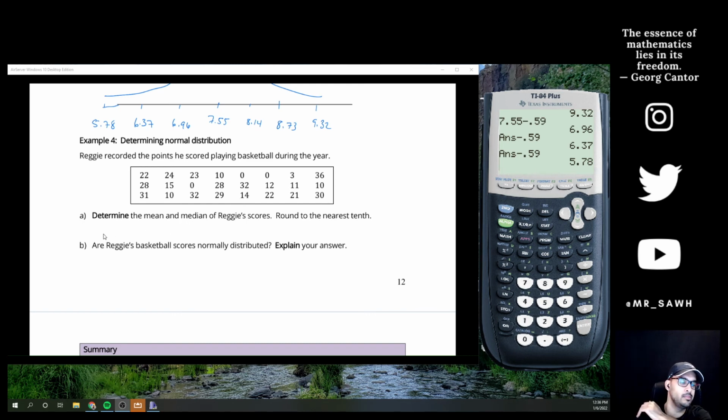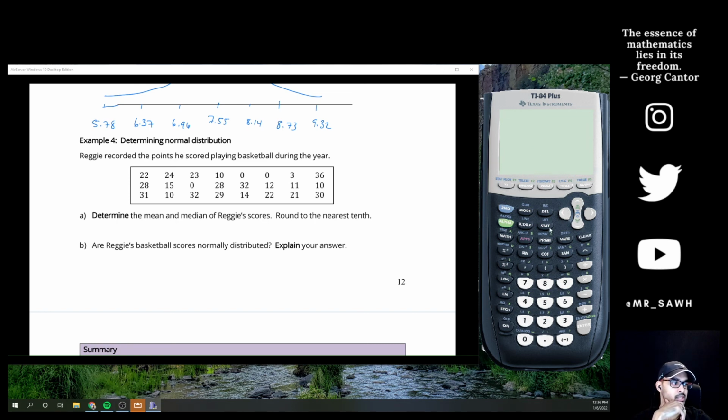Part A says determine the mean and the median of the scores, round to the nearest tenth. So there's a lot of scores here. I don't really want to add them all up by hand and do that calculation. Maybe I miss a number, maybe I get something wrong. So we're going to go use our calculator to do that again.